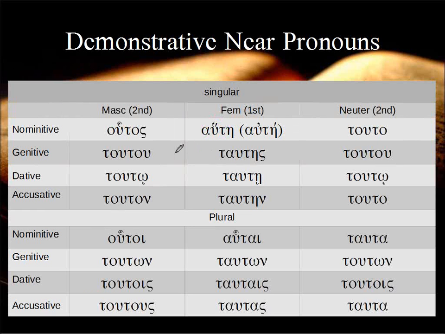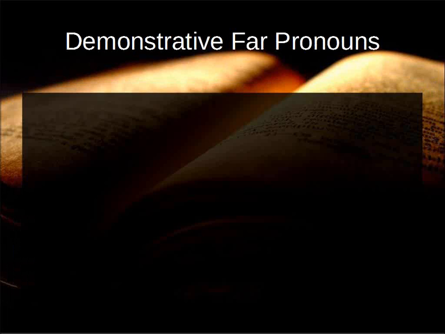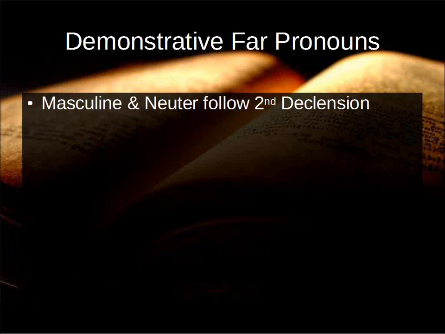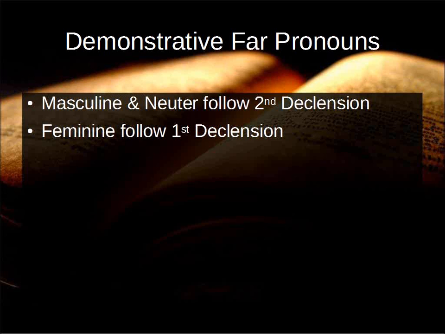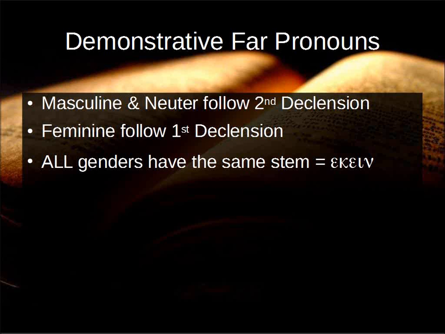All right. So the final one for the night is the demonstrative far pronouns. And just like the near ones, masculine neuter follows second declension. Masculine neuter follows second declension. And then the feminine will follow first. Okay, just like with our near ones. The demonstrative far are a lot easier to know, though, because all genders have the same stem. All the genders will have the same stem.